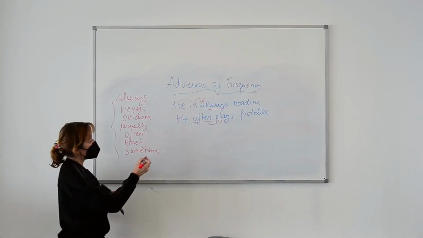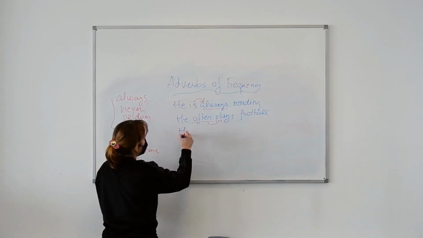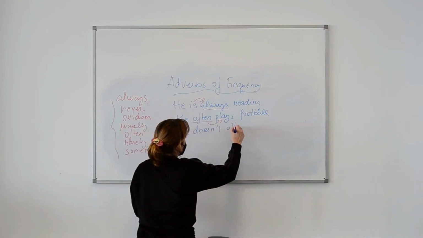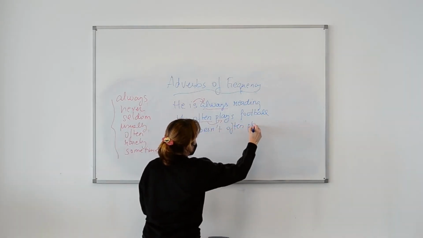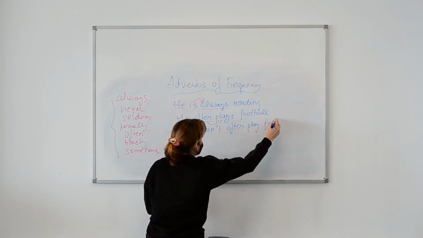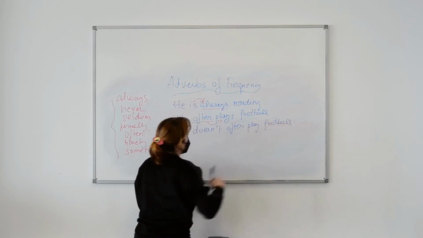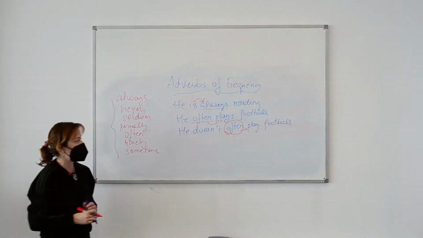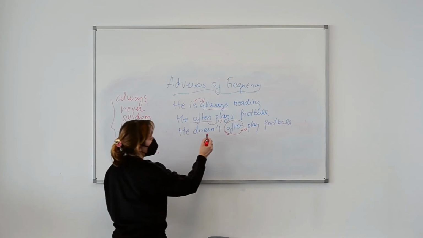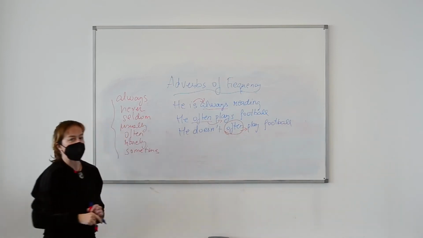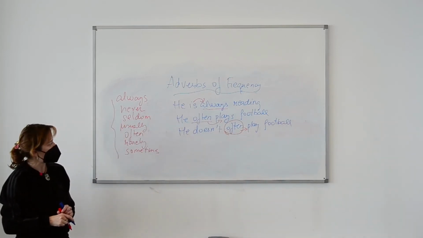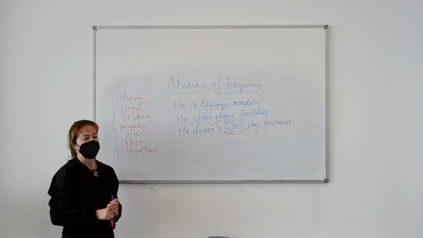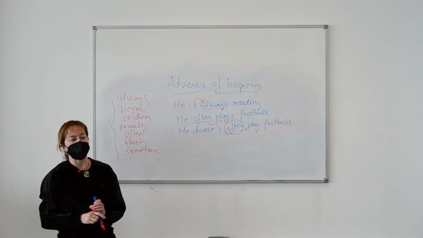In a negative sentence, it's written, he doesn't often play football. The adverb of frequency is always placed before the main verb. In this case, between the auxiliary and the main verb. Okay? Never is an adverb that means nunca. Therefore, it cannot be placed in a negative sentence.